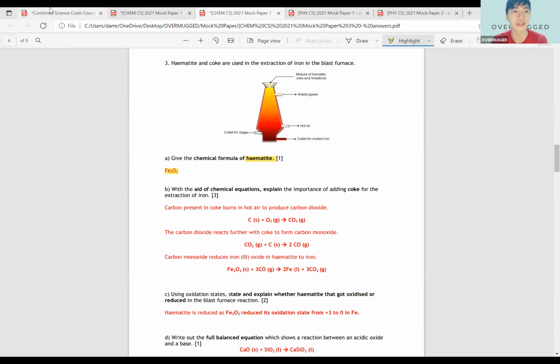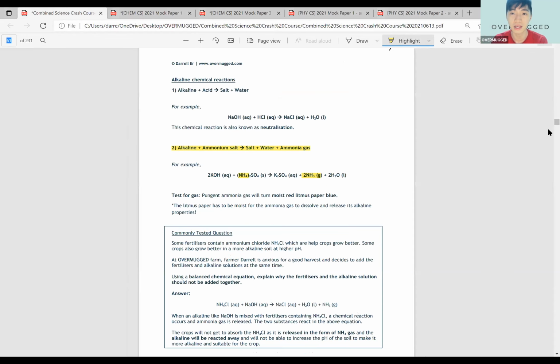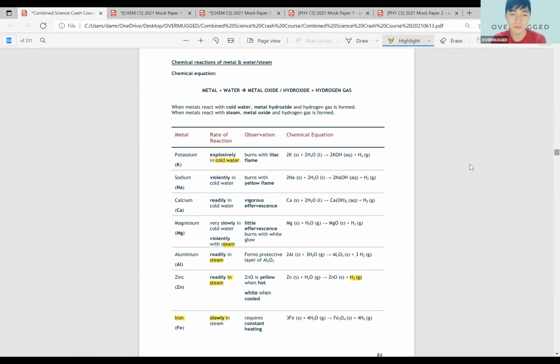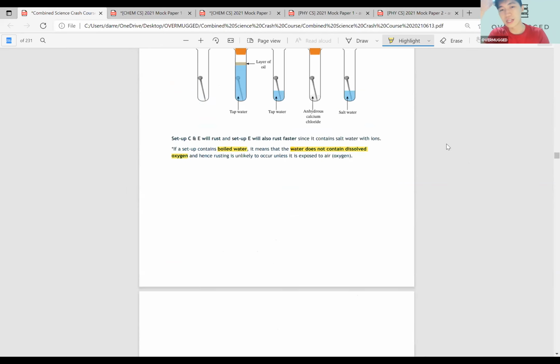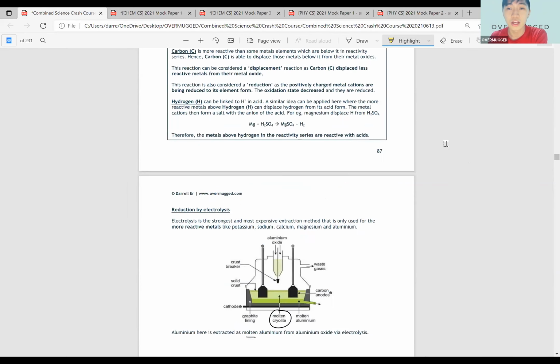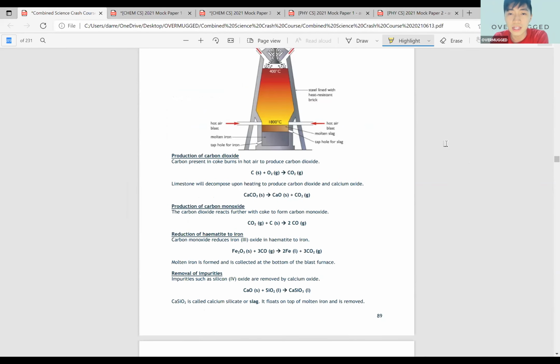So what I'm going to do in the next 2 minutes is to try my best, in this short period of time, to explain to you how blast furnace works, and hopefully the memorization process is made easier. So what we're trying to do in the very first step is to produce carbon dioxide. How do we do so? The coke that we add forms carbon dioxide, and the calcium carbonate in the form of limestone decomposes to form carbon dioxide.